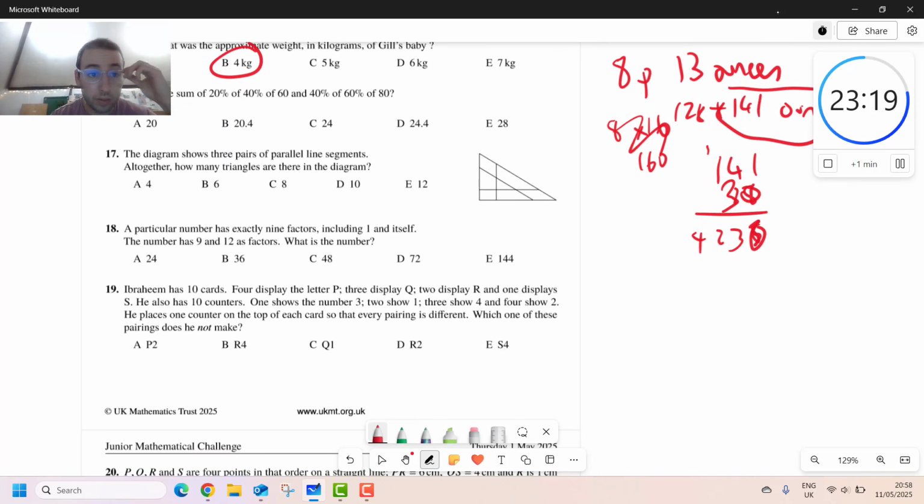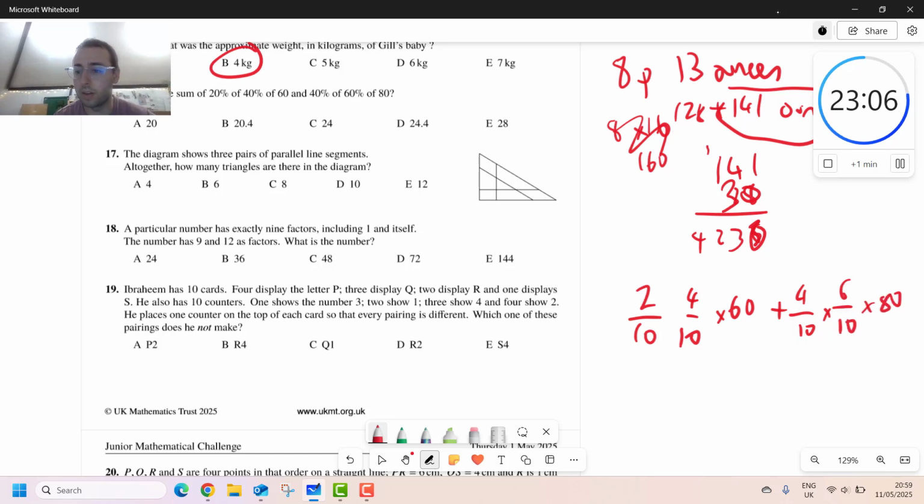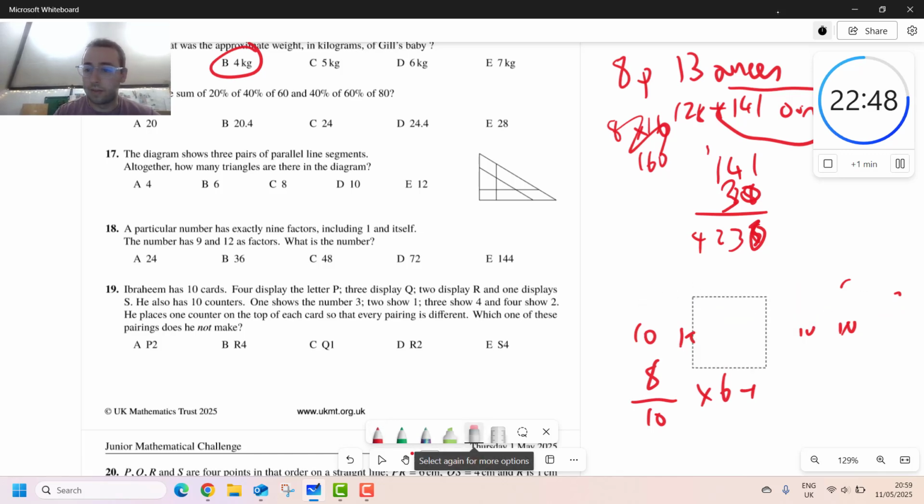What's the sum of 20% of 40% of 60 and 40% of 60% of 80? Oh, this looks cool. So we've got 2/10 of 4/10 of 60 plus 4/10 times 6/10 times 80. Oh, this is nice. So 8 over 10 times 6 plus... wait, I should just work this out. Let's just work this out.